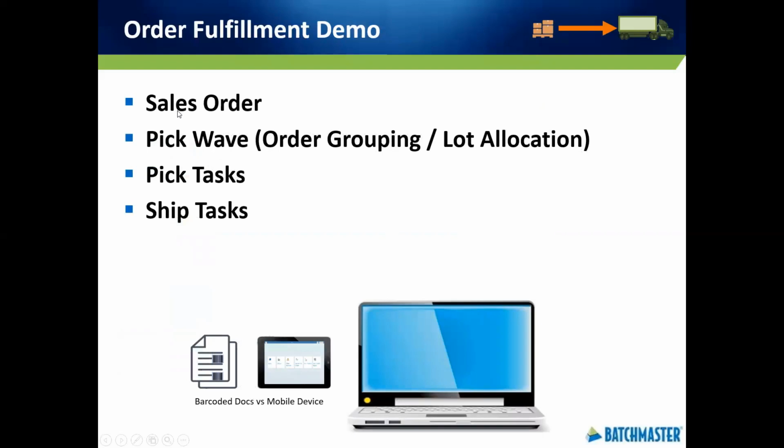So Caleb's going to show us again the sales order and what a pick wave might look like, and that's a group of sales orders, the lot allocation against that, the generation of the pick tasks, executing the pick tasks, as well as executing the ship tasks. All right, over to you again, Caleb.